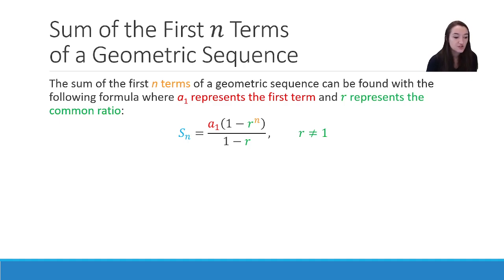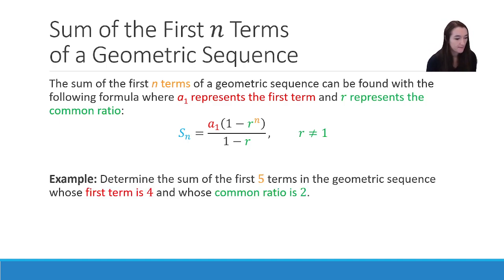So the sum of the first n terms of a geometric sequence can be found with the following formula, where once again, A1 is the first term and R is the common ratio. This one's nice because we don't even need to know AN to do this. We just need R and A1. So, as long as R does not equal 1, which in most cases you're not going to be working with, we can do this formula.